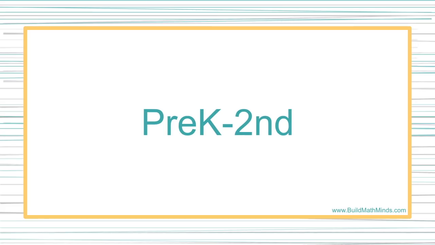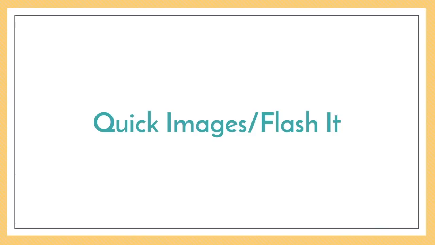But let's get started. Okay, so we're starting off with how to use subitizing in pre-K to second grade. The first thing that you should be doing is quick images, or what I like to call flash it. Basically, you are just showing a quantity, but for a limited amount of time. So something like this. And then you have it disappear.